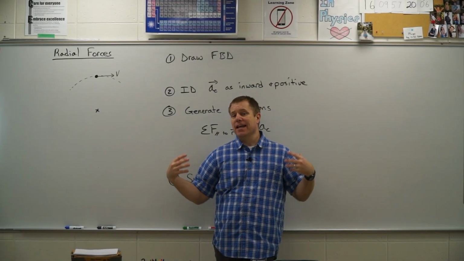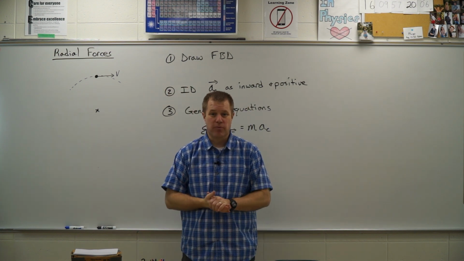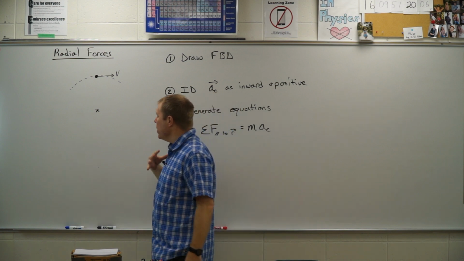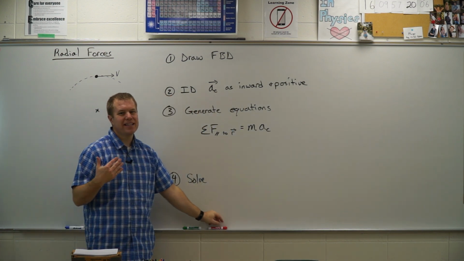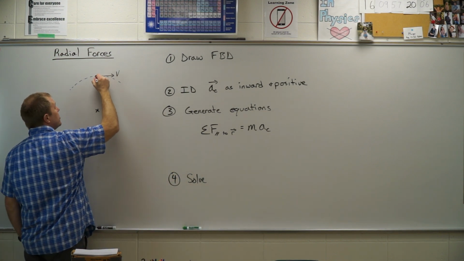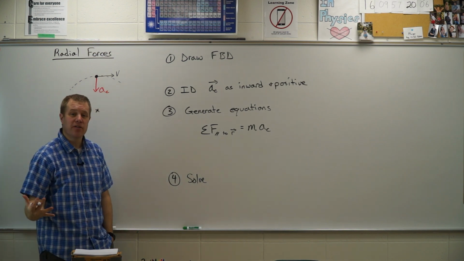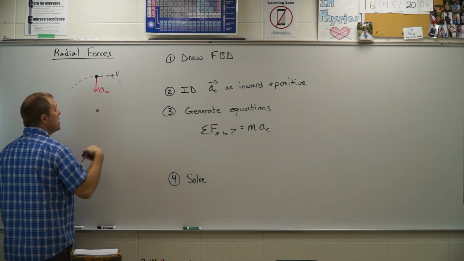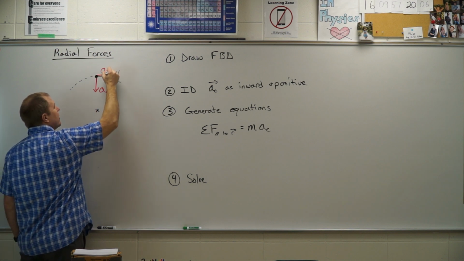To look back and do a review here of radial forces and how we deal with radial forces. When I have an object moving in a circle, we're going to break the acceleration into two parts, two components. One component is going to point radially inward. We're going to call that the radial acceleration or the centripetal acceleration. The other component of the acceleration is the tangential acceleration.